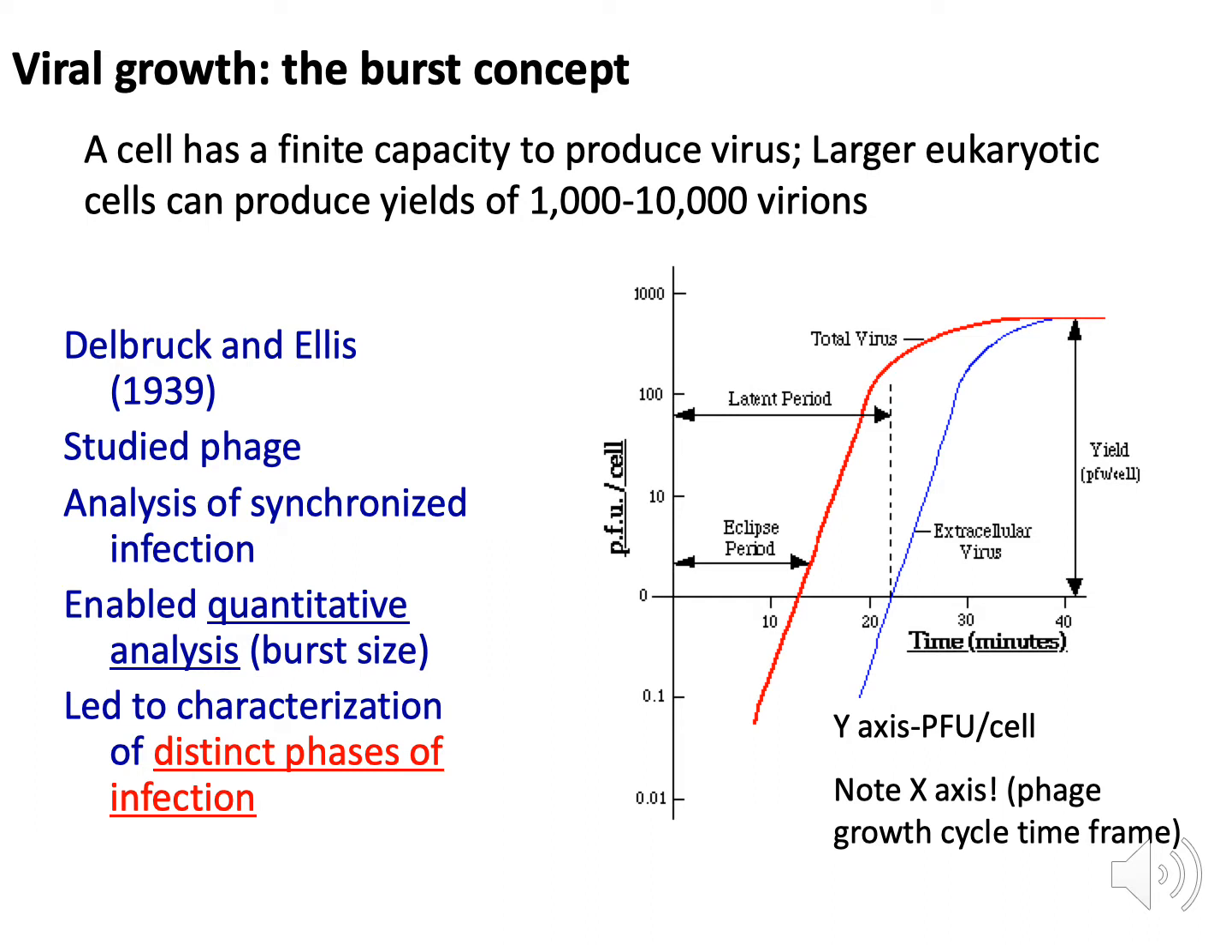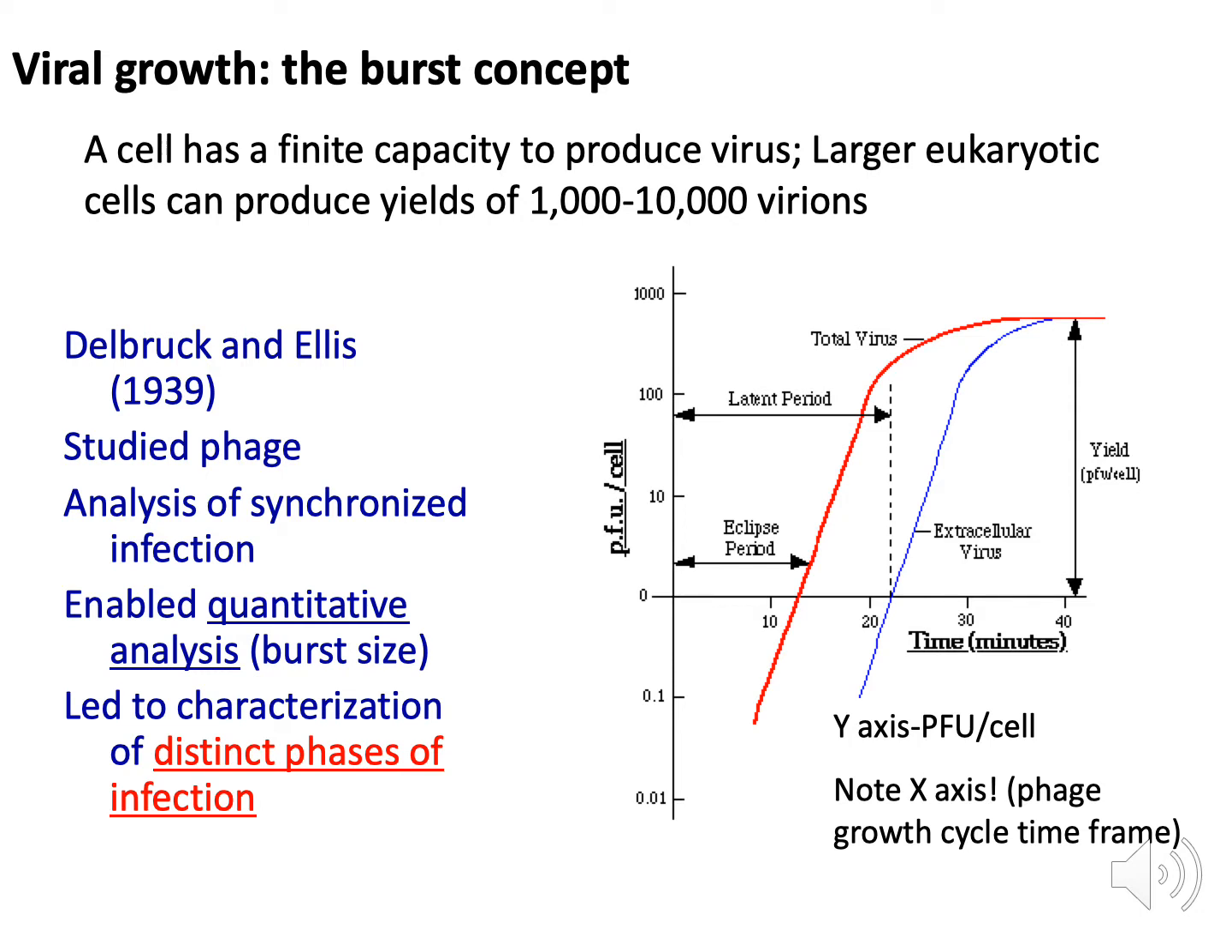The notion of the viral burst and how we measure it in a growth curve was initiated by Delbruck and Ellis, who were studying phage and involved in the development of a synchronous infection model. And that led to the characterization of distinct phases of infection, and you can see them on this slide here: an eclipse phase, a latent phase, and then a synthetic phase.